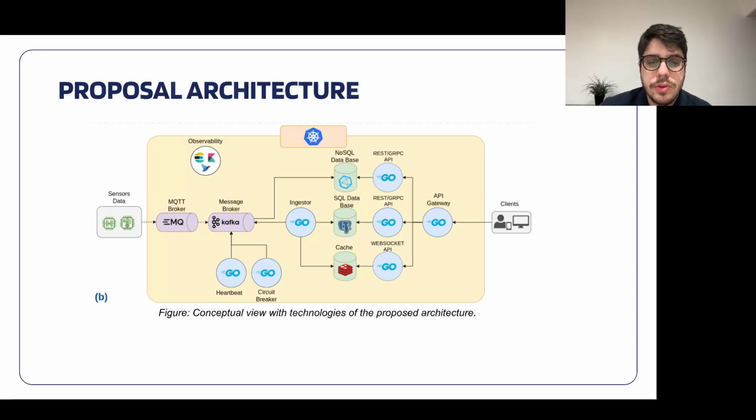It also is a cloud-first language, so many of these cloud services are written in Golang. And as the orchestrator, we have Kubernetes, which is the default standard, state of the art right now. And for observability, we have Elasticsearch, Kibana, and FluentD at this point. So this is the conceptual view of this architecture.